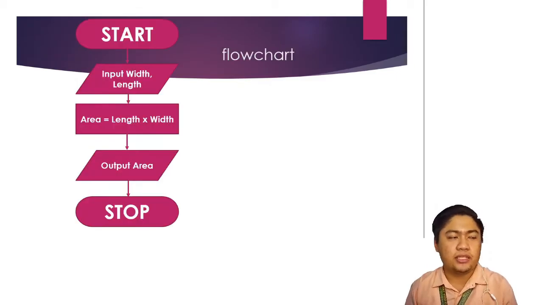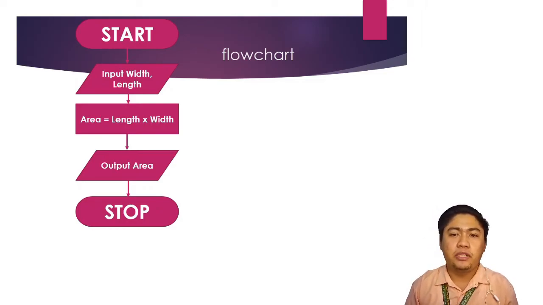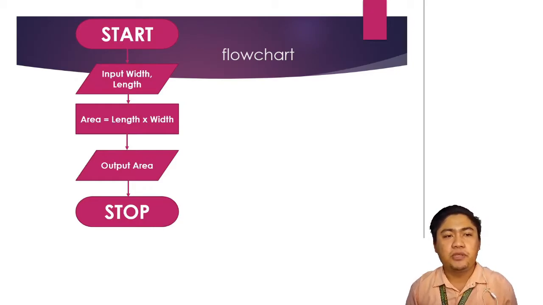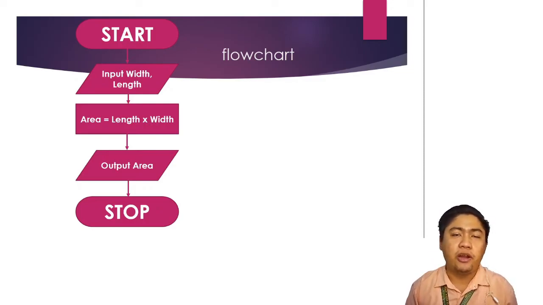The next one is the flowchart of the algorithm of the problem. So we will begin with the terminator shape, with the start, followed by the input and output shape, followed by the process shape, and then input and output again, and then we will stop our program once the program has satisfied or already served its purpose.